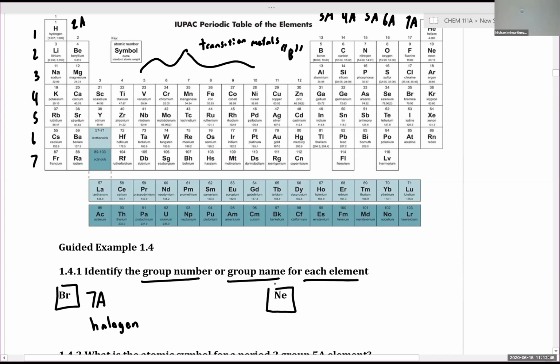Would someone else, or would the same person, like to volunteer a group number and group name for neon? Eight A, yep, that's exactly right. And we call that a member of the noble gases. Perfect, perfect. So far, so good.